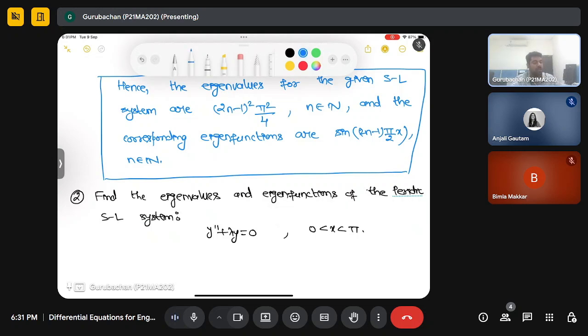Now the natural question arises, we have not given the boundary point conditions here. So what are we going to do? Let me recall what the general periodic SL system is, then you will try by yourself. So the general periodic SL system is like this.